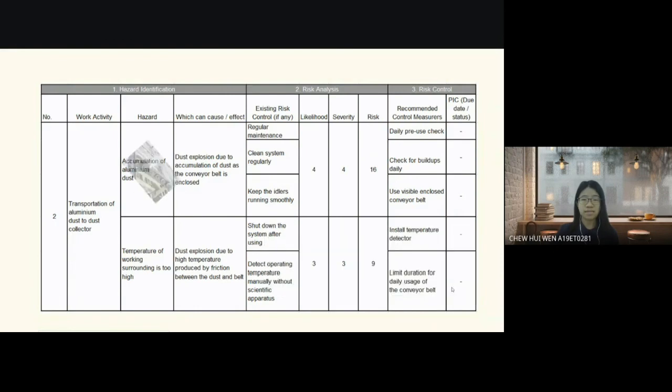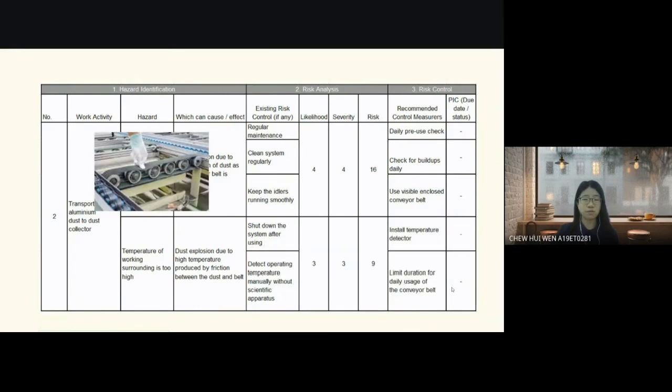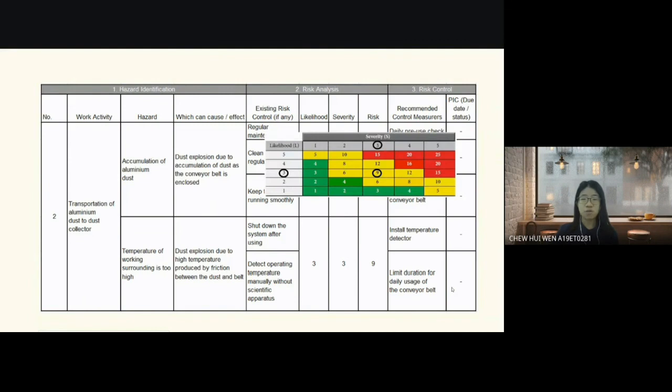The second hazard is the temperature of the working surrounding being too high. Dust explosion will happen due to a high temperature at the working surrounding, with the addition of the heat produced by the friction between the dust and the belt. The existing risk control includes shutting down the system after using and detecting operating temperature manually without scientific apparatus. The likelihood and severity of this hazard are rated as 3, which results in a medium risk of 9. Thus, installation of a temperature detector and limiting the duration of daily usage of the conveyor belt are recommended.